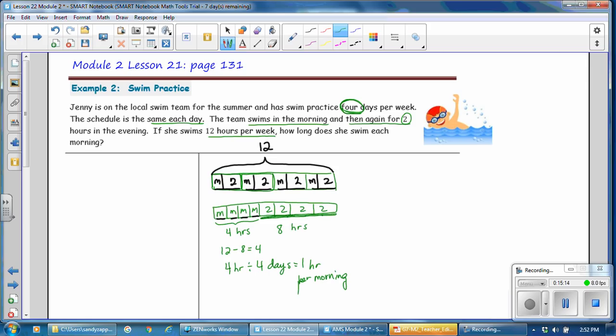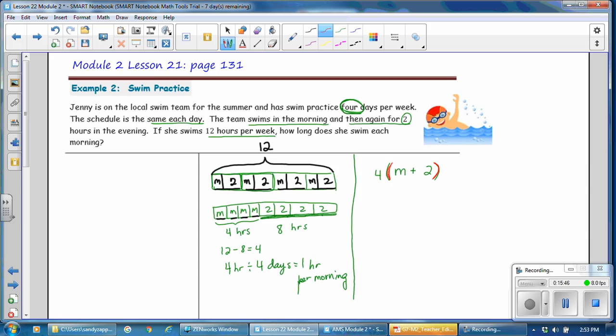Now let's write an equation and solve it. So there are 4 days per week, and on each day she practiced in the morning and the evening. So the morning practice was unknown, and the evening is 2 hours. So inside the parentheses, this is how much she practiced per day: a certain amount of time in the morning plus 2 hours in the evening. The 4 represents the 4 days.